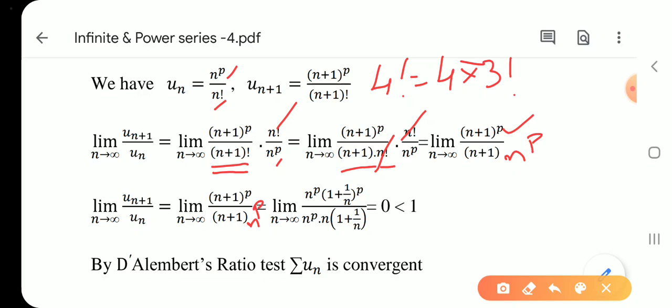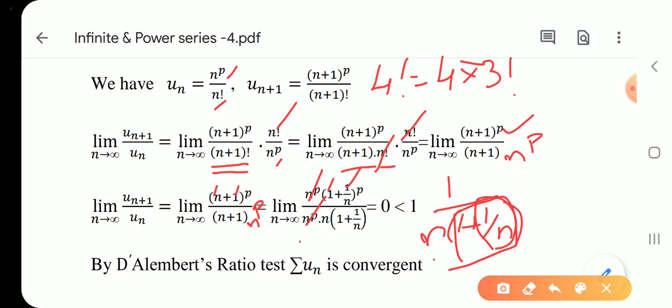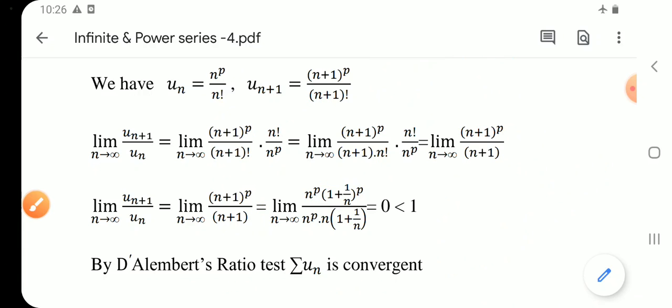So take n to the power p in the numerator common, so that n will be 1 and 1 will be 1 by n. n to the power p, n to the power p cancels. So we are left with 1 plus 1 by n, whole to the power p, into 1 by n plus 1. When you apply the limit, 1 by infinity becomes 0. So 1 plus 0 is 1. 1 by n plus 1 remains, which means 1 by infinity, which is equal to 0. It is definitely less than 1. Therefore, the series is convergent.